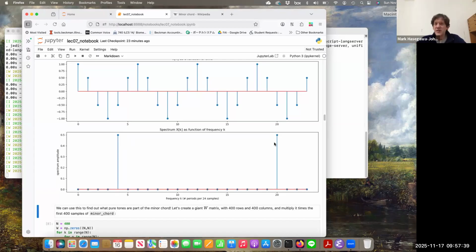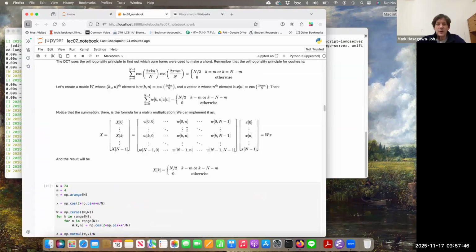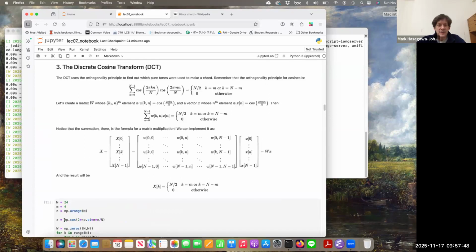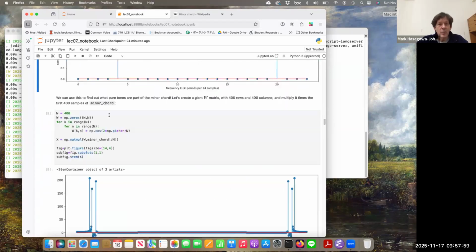This is called the discrete cosine transform. It's called the discrete cosine transform because our W matrix is composed entirely of cosines. Our W matrix right here is just the cosine of 2 pi times k little n over capital N. And we can use that in order to find out what's inside the minor chord.